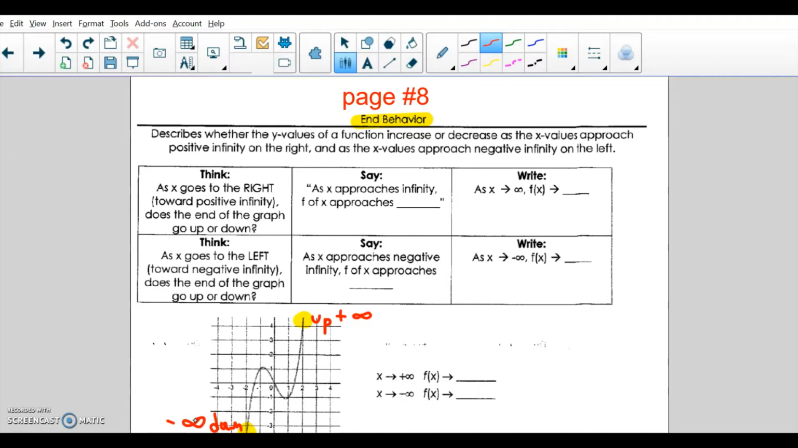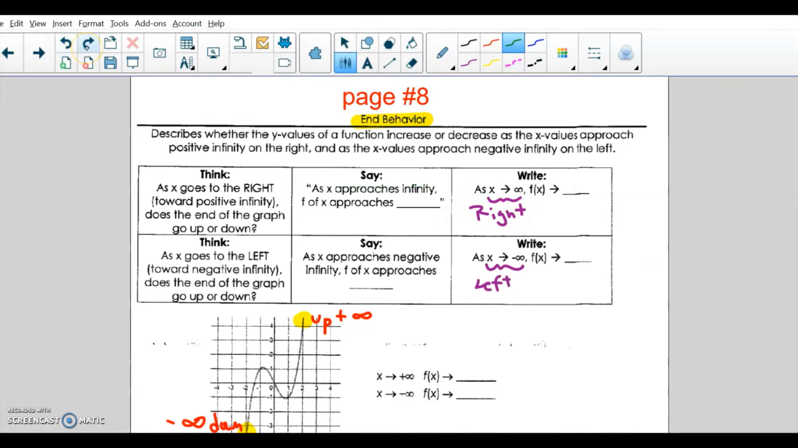So what we're going to do is basically just look at the graph. But the hardest part here is going to be reading the graph itself. So what we want to be able to do is understand that this is telling us that we are looking at the right side of the graph, and this is telling us we're looking at the left side of the graph. And so we read this statement as: x approaches infinity, f of x approaches, and then we get to fill in the blank.